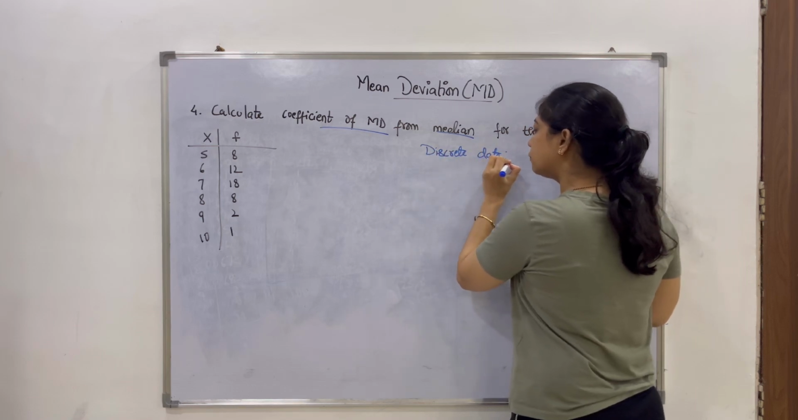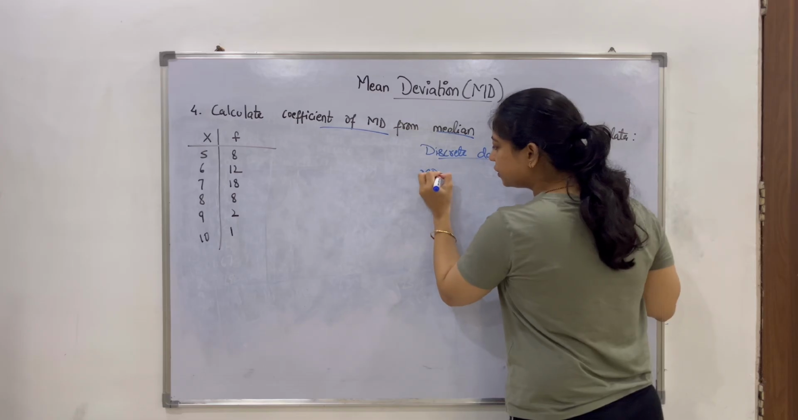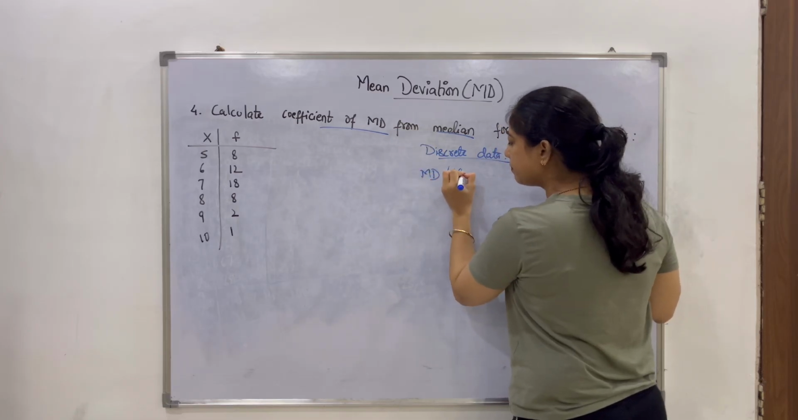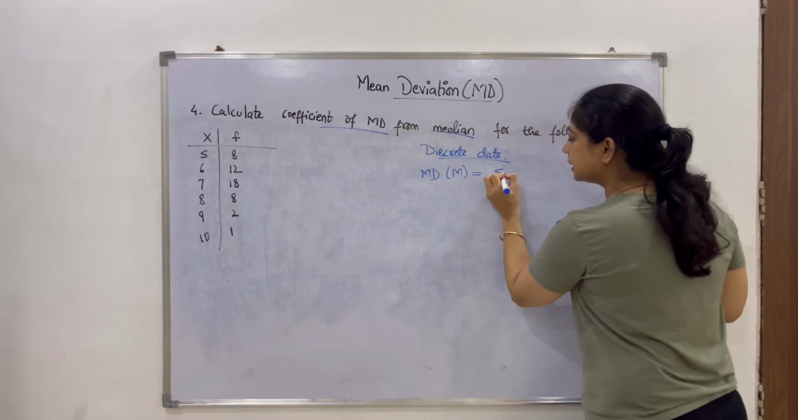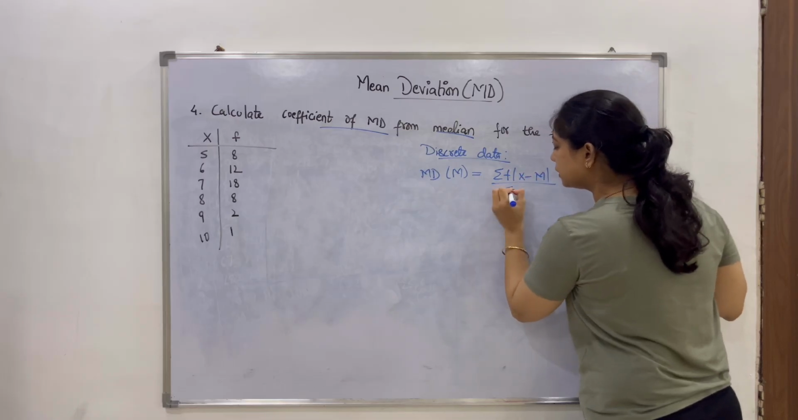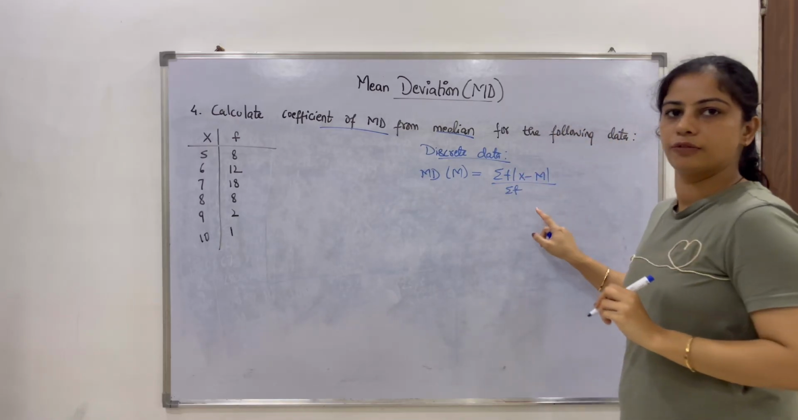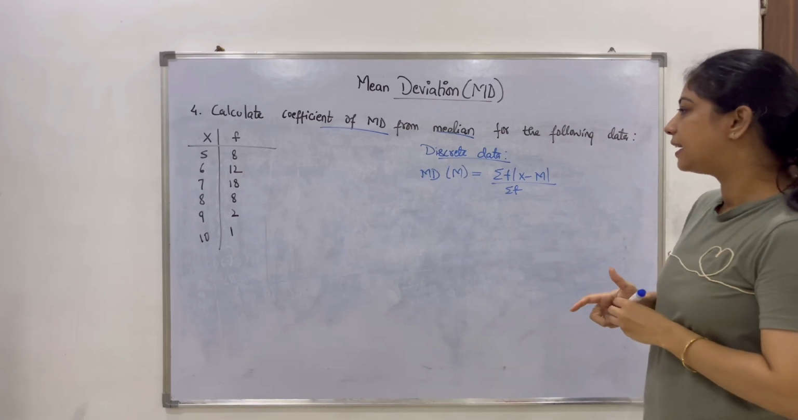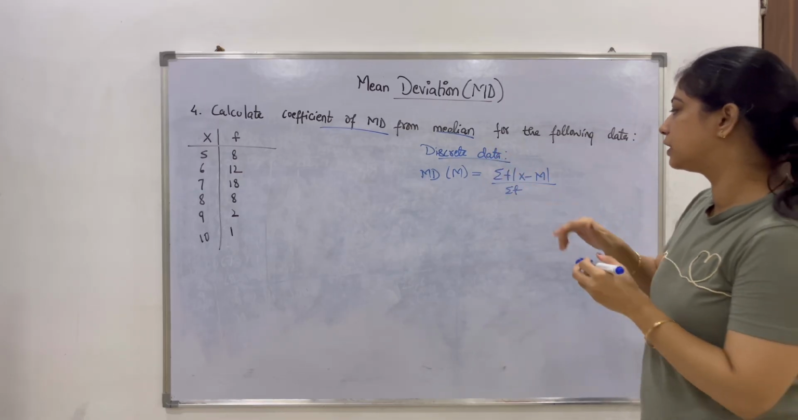Now let us write down the formula for that. Mean deviation from median, M, and since it is discrete data, frequency will be attached: summation F into modulus of X minus M. Now let us find out the median first in case of discrete data.